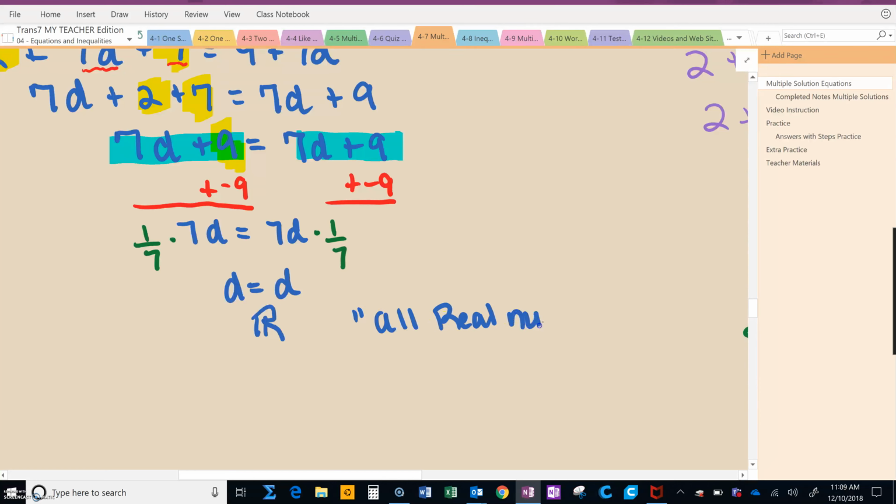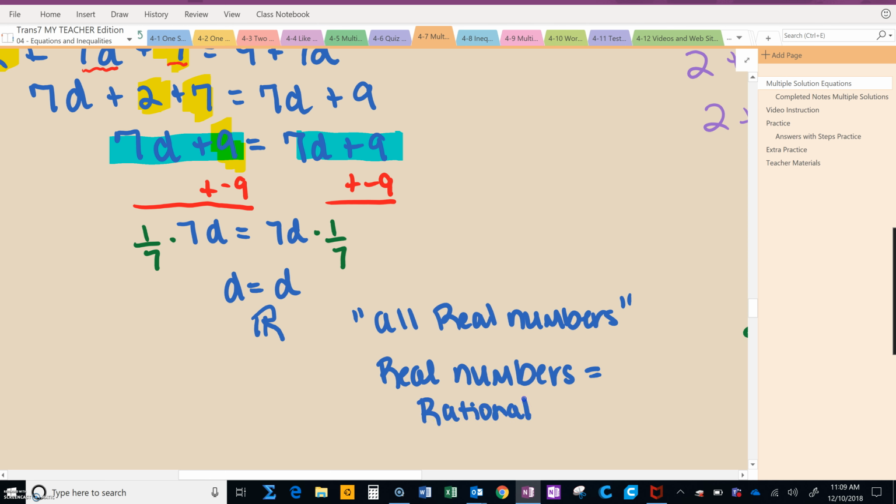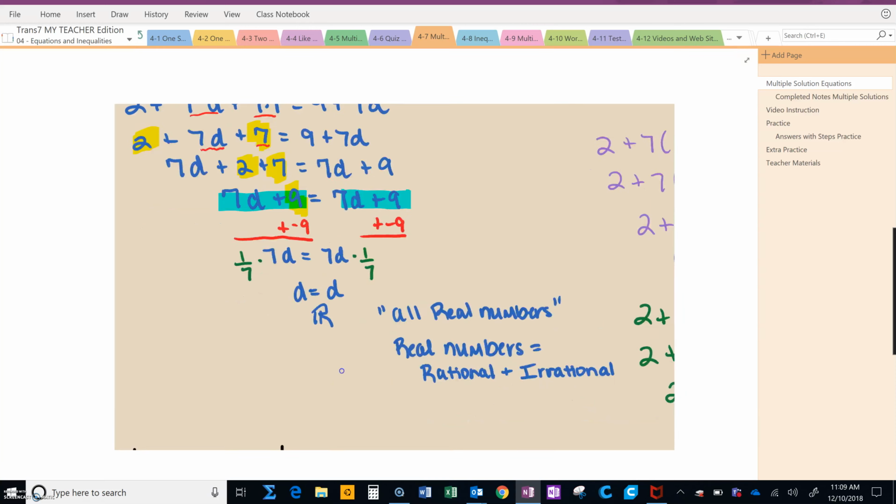And if you'll remember, real numbers are rational and irrational numbers put together. We learned this earlier in the year. So real numbers are rational plus irrational. So basically everything on the number line. So no matter what number we put in the place of d here, whether it's pi, 3.14, et cetera, or whether it's the square root of 2, or whether it's negative 42.1, it will work. All of the numbers will work.